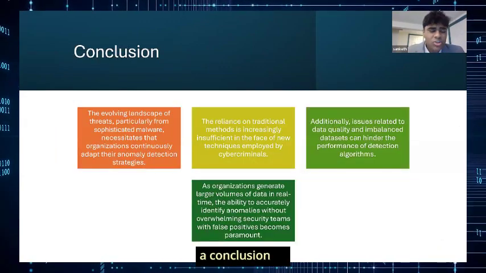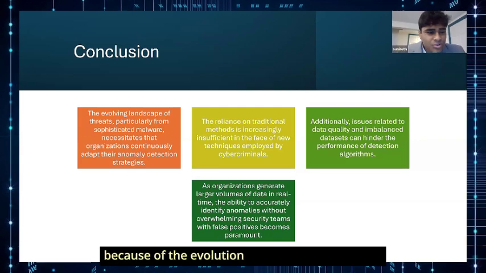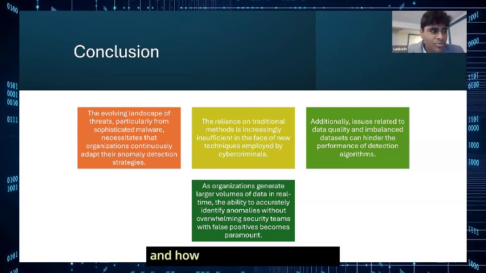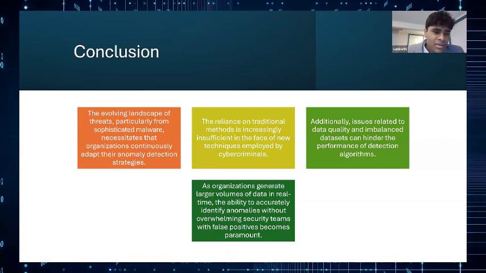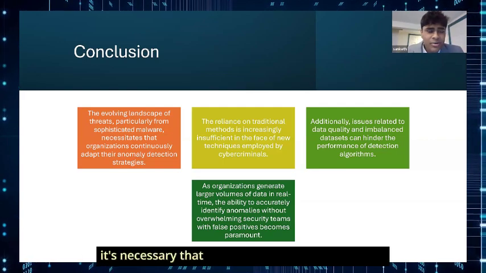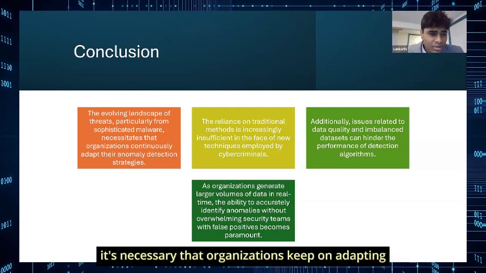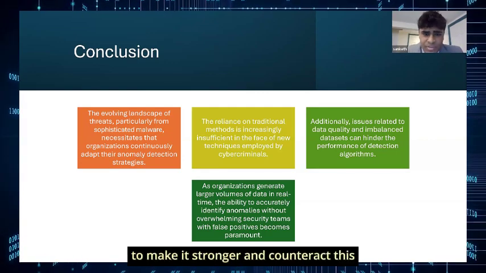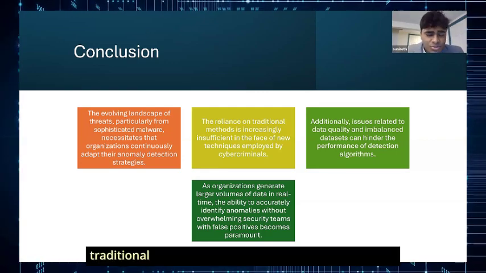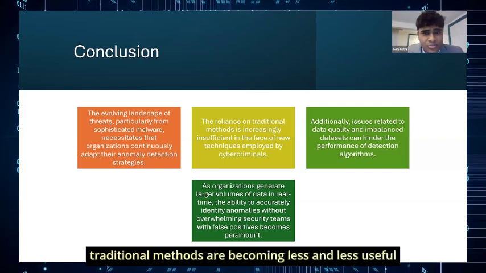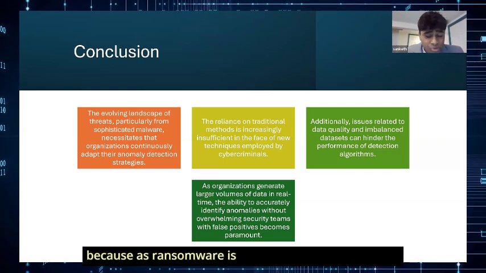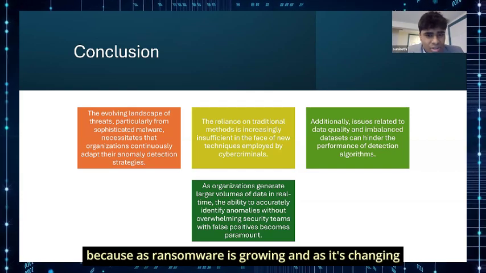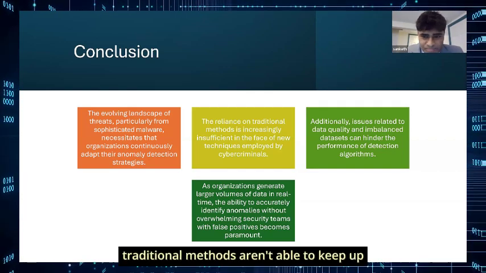A conclusion. Because of the evolution of ransomware and how it's constantly changing, it's necessary that organizations keep on adapting their anomaly detection strategies to make them stronger and counteract this. And traditional methods are becoming less and less useful because as ransomware is growing and changing, traditional methods aren't able to keep up.